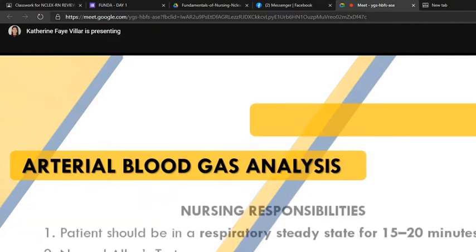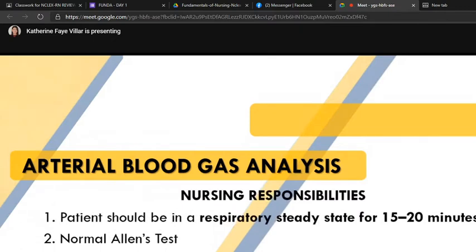So what are our nursing responsibilities if we are performing this? Always remember that the patient should be in a respiratory steady state for about 15 to 20 minutes, and there should be a normal Allen's test. Do you still remember our Allen's test? This is performed by having the patient clench their fist several times, while you, as a nurse, will occlude the radial and ulnar artery at the wrist.